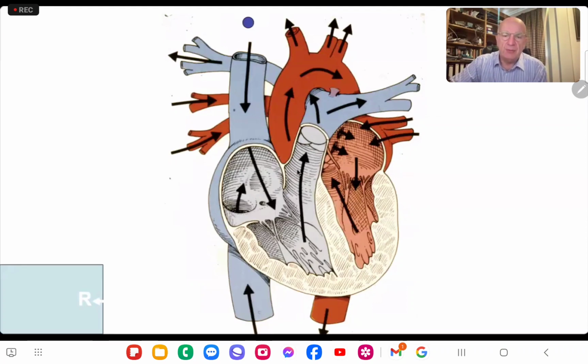Then the blood will go out through the pulmonary valve into the main pulmonary artery, which then splits into right and left. And you've got to be able to identify which is which. And goodness, you'll sit in the exam and you'll say, oh, I don't know. But if you stop and think about it, you can always figure it out. How are you going to figure it out?